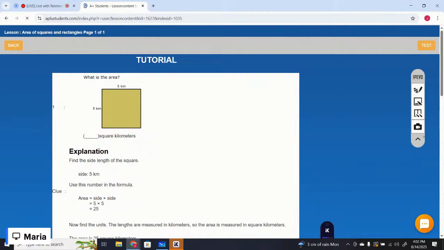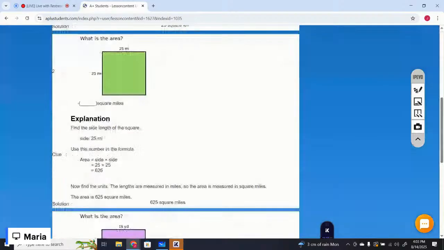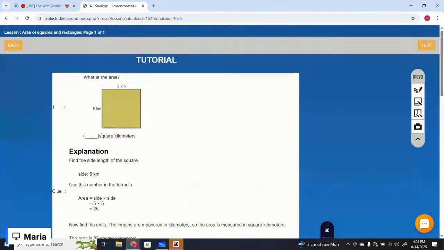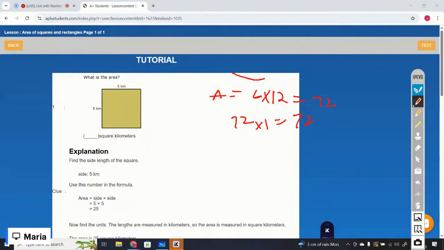What is the area? So the area of the square, the given figure is a square, right? We need to calculate the area of square. So the square has all four sides equal in measurement, right? So the area of the square is side times side. That is the formula to calculate it. All the sides are equal in measurement. That is 5 times 5. So 5 times 5 is 25.